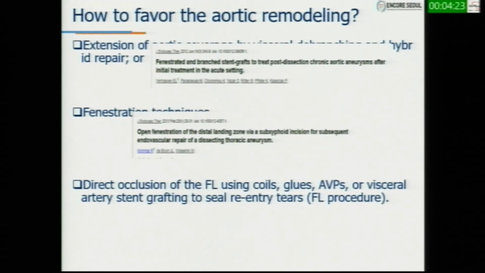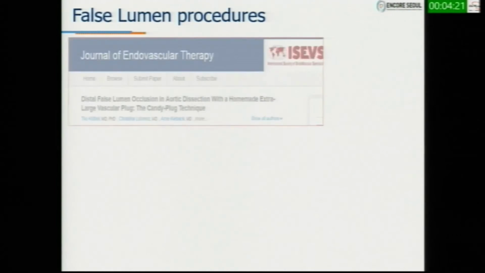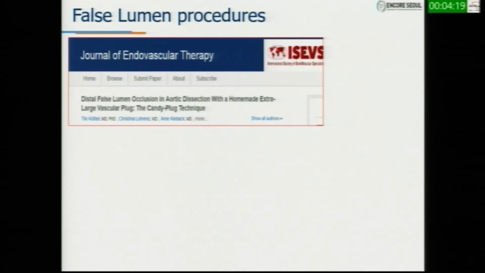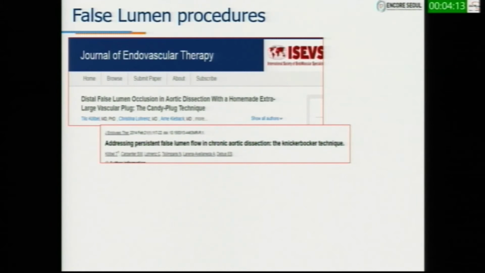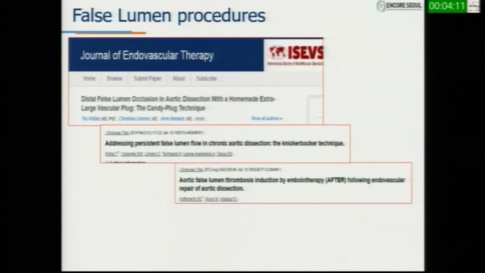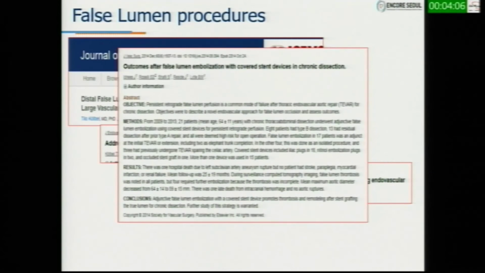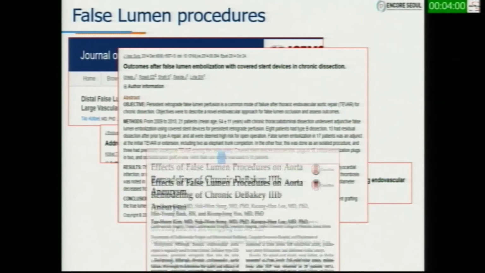In our institution, we depend on false lumen procedures. We are not the beginners; we follow Dr. Kölbel, who used the candy plug technique and the Knickerbocker technique. Also, this is another study supporting false lumen procedures, talking about embolotherapy, and this is a nice study from the Journal of Vascular Surgery. Complete thrombosis occurs when using an adjunctive false lumen procedure besides TEVAR.